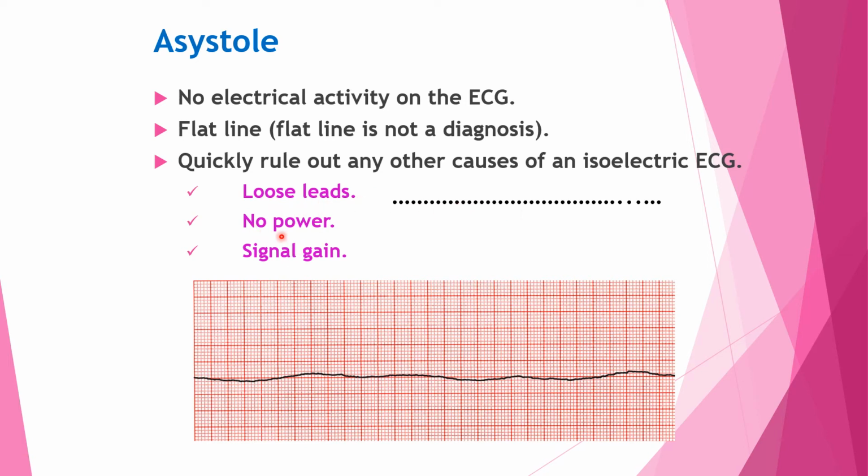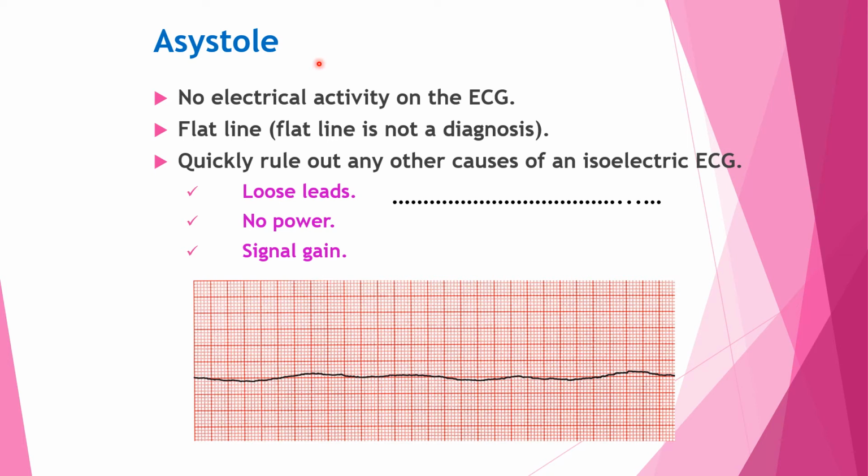If there is no power or signal gain, I should check it to rule out any problem in the signal gain. Maybe the amplitude is very low, so I should increase it, because sometimes in a flat line there is a wave but it is very small and I cannot see it on the monitor. I will think maybe this is asystole, so I should check the signal gain to rule out that the amplitude may be very low.